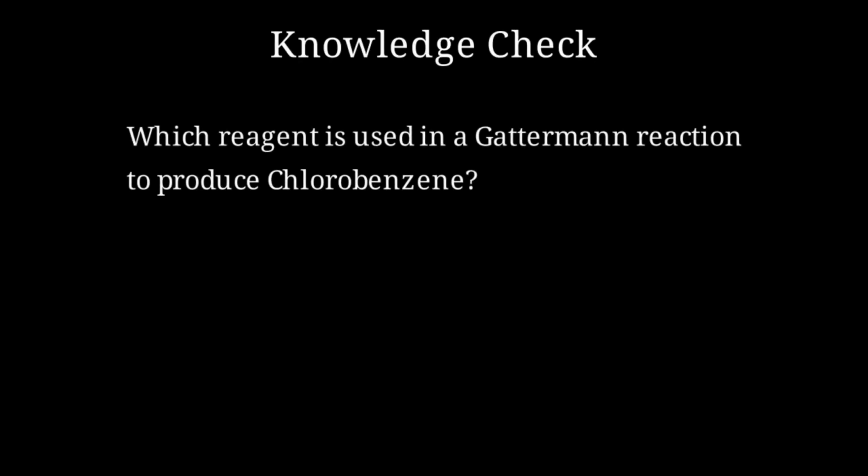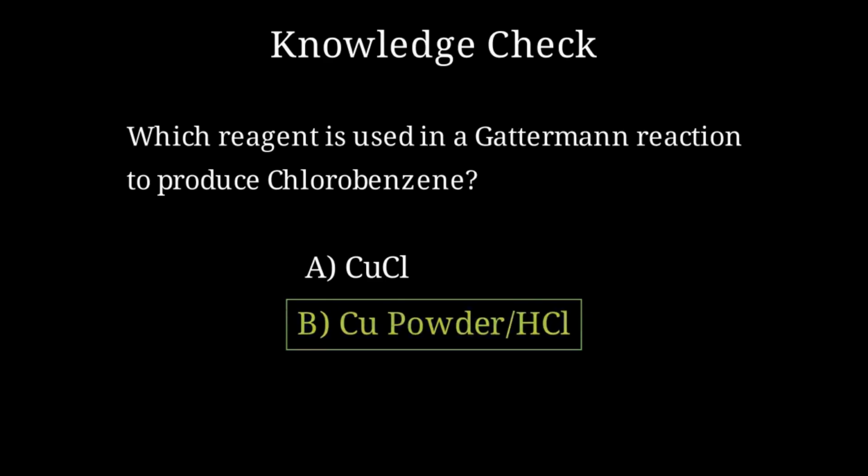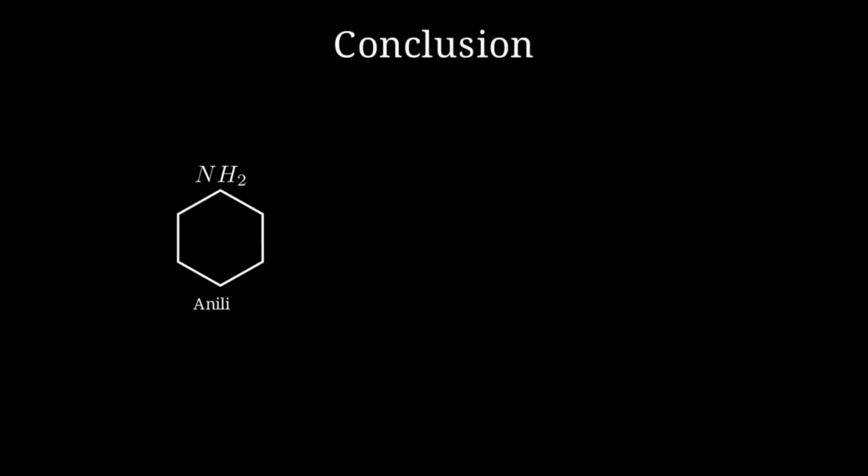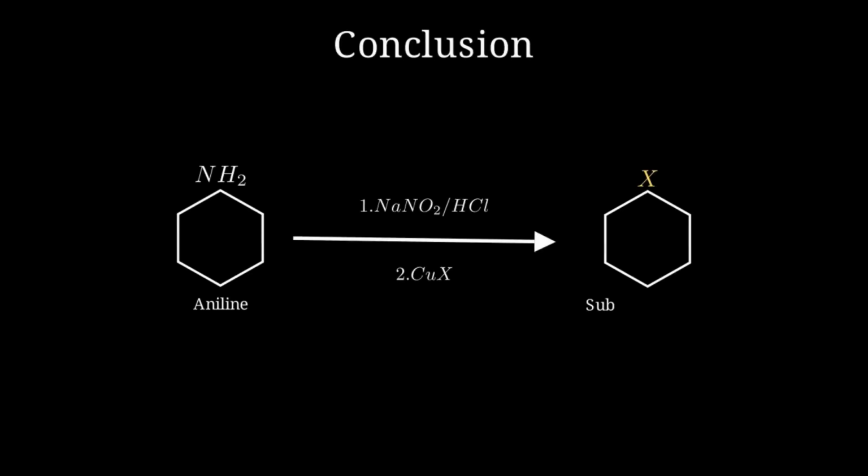Test your knowledge: which reagent is used in a Gattermann reaction to produce chlorobenzene? If you chose copper powder with hydrochloric acid, you are correct. Copper salts are reserved for the Sandmeyer method. Understanding these substitution pathways allows you to build complex molecules from simple aniline precursors. Keep practicing these mechanisms to master organic synthesis.